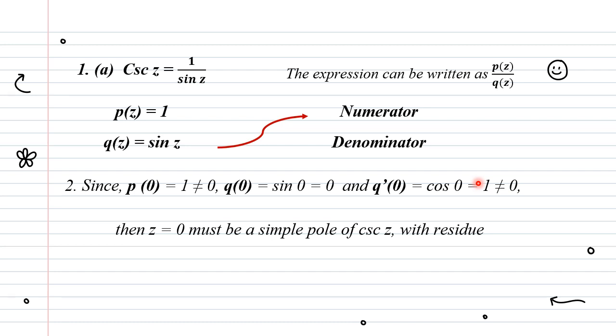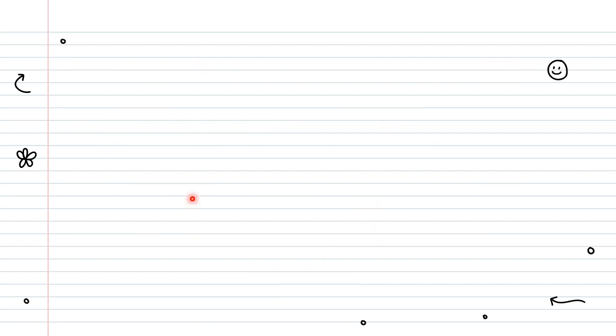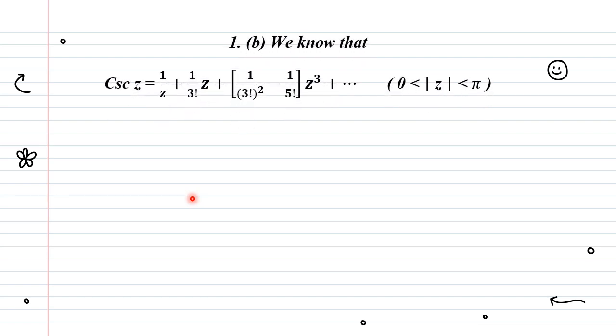Then we can say that Z equals 0, because there must be a simple pole of the cosecant of Z with the following residue. And according to the whole process that we did, we can say that the residue is going to be 1 over 1, that is equal to 1, as we were trying to show before, what the exercise told us.